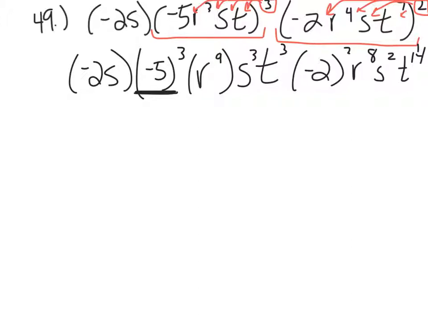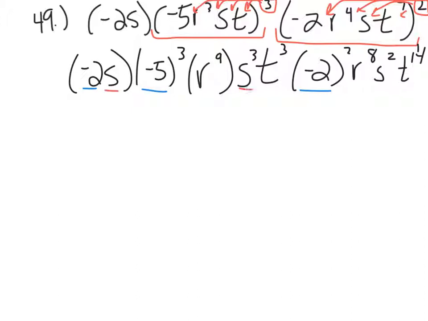So now I'm going to go through my new equation, which has only multiplication between it. That's the only other operation that we have here. And I'm going to multiply the like parts. So negative 2, negative 5 cubed, and negative 2 squared are all like things, like quantities, because they're all numbers.